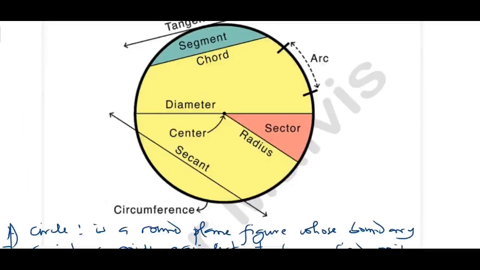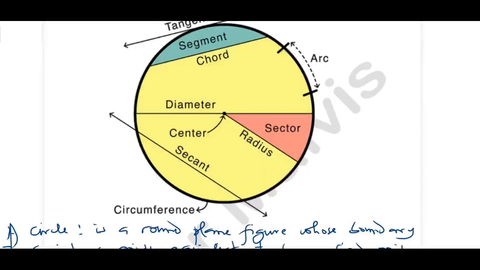Okay, so it means that if I draw from this center a straight line here, this straight line is a radius. If I draw a straight line here, this is a radius. So the distance from the center of the circle to any part of the circumference is known as the radius.